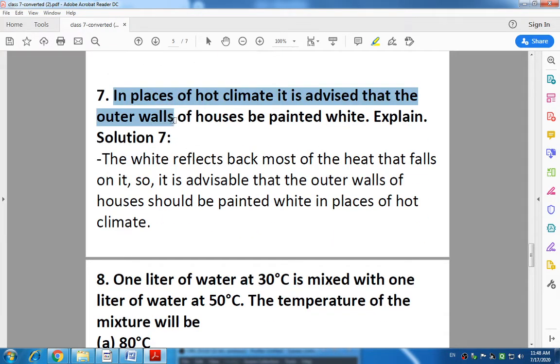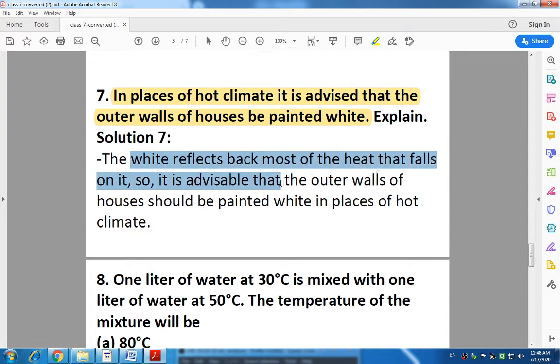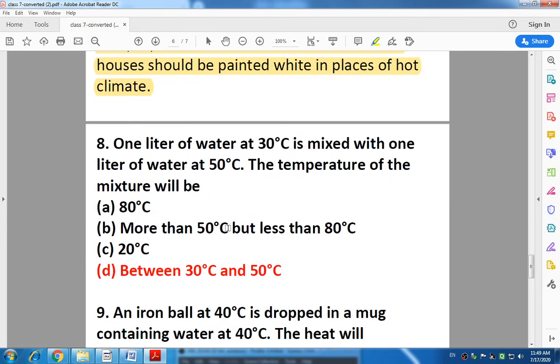In places of hot climate, it is advised that the outer walls of houses be painted white. As we know, we wear white color clothes in summer days to keep us cool. Same is happening here. As white reflects back most of the heat that falls on it, it is advisable that the outer walls of houses should be painted white in places of hot climate. Light colored clothes absorb less heat. So you can write this answer in your own words. It is not necessary to copy as it is, but write properly.